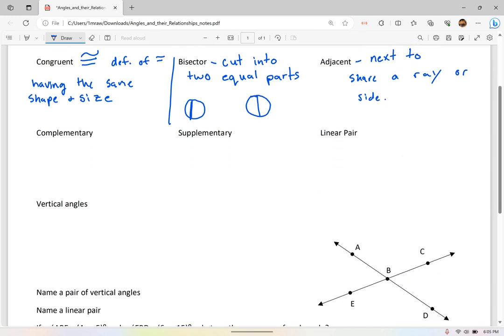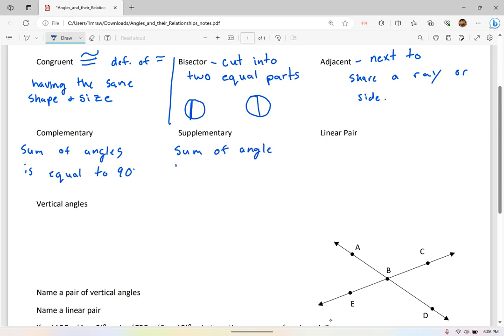And then we have complementary. So this is the sum. And remember, sum means add. So sum of angles is equal to 90. And then you have supplementary, very similar. So complementary angles add up to 90. Supplementary angles, the sum of the angles is 180.